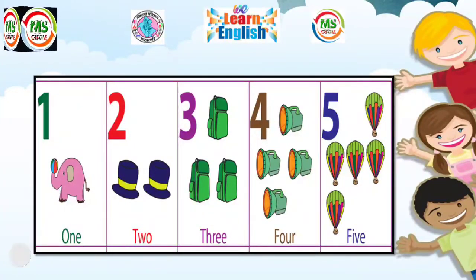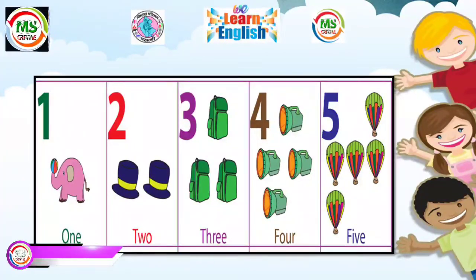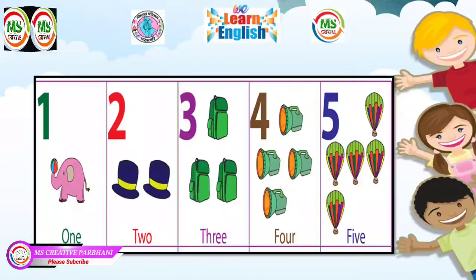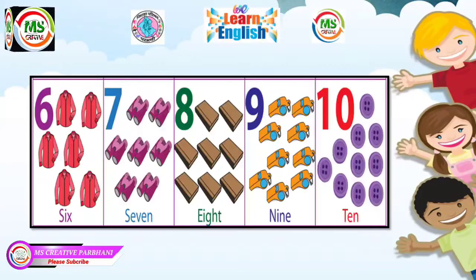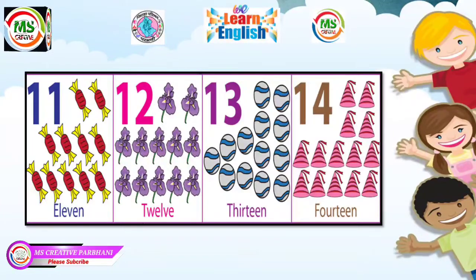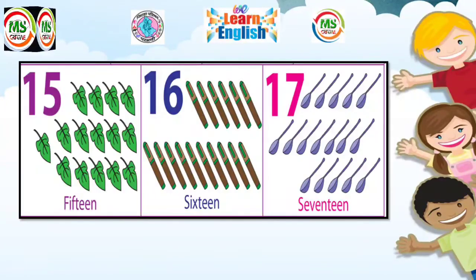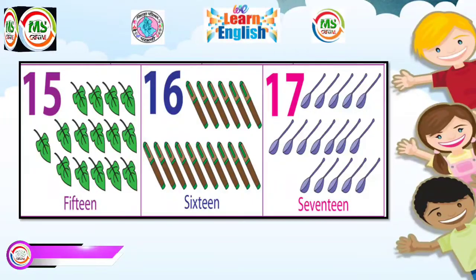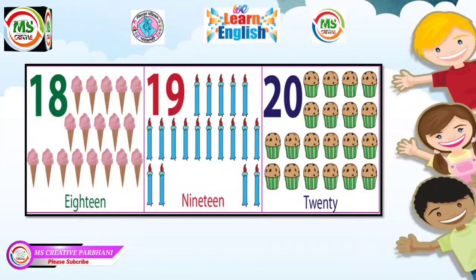1 and a 2 and a 3, 4, 5. 6 and a 7 and a 8, 9, 10. We'll learn to count again. 11 and a 12 and a 13, 14, 15. 16 and a 17 and a 18, 19, 20. You'll learn to count with me.